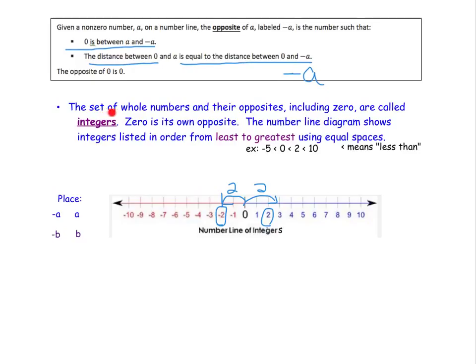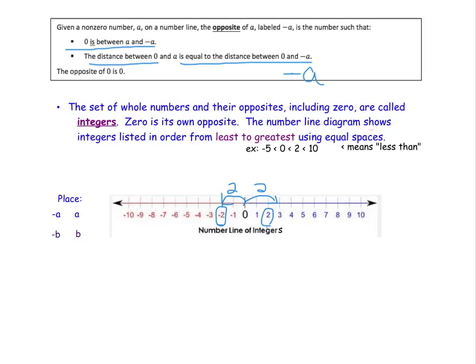So this tells us that the set of whole numbers and their opposites, including 0, are called integers. You're going to be working a little bit with integers in this unit, and next year there's a big unit, one of the most important ones, where you're going to be doing more operations with integers. 0 is its own opposite, because it is just 0 away from 0.